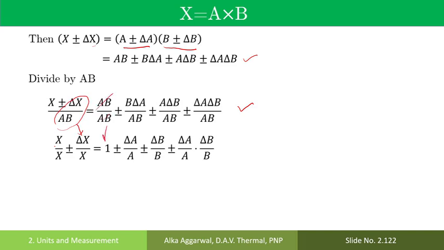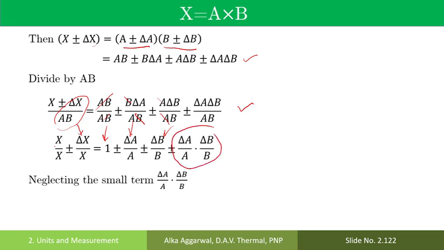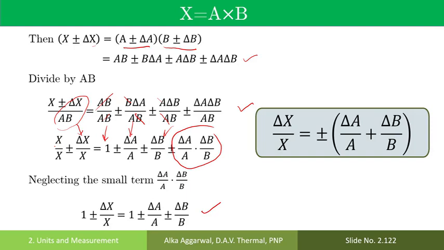AB cancels, so it is 1. B cancels, so it is delta A upon A. A cancels out, so it is delta B upon B. And here delta A upon A into delta B upon B. Neglecting the small term, delta A into delta B, the result is 1 plus minus delta X upon X is equal to 1 plus minus delta A upon A plus minus delta B upon B. So this is the maximum error in case of multiplication.